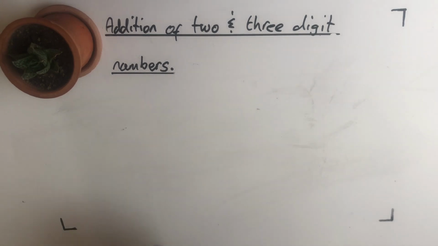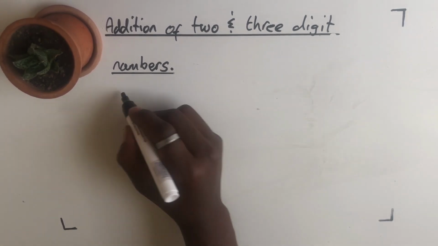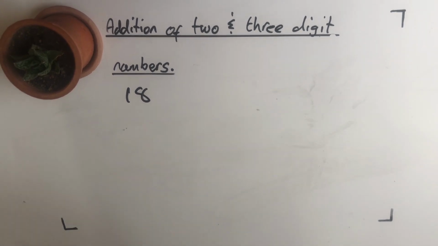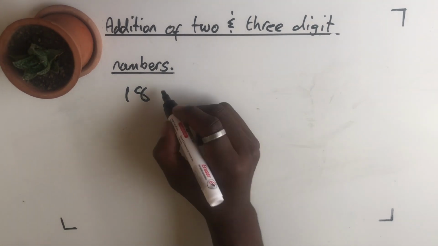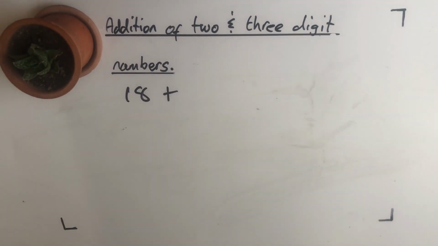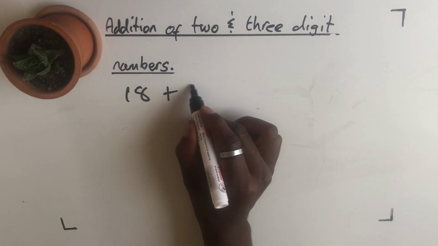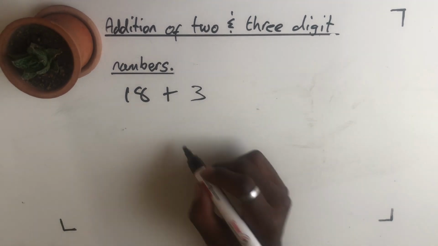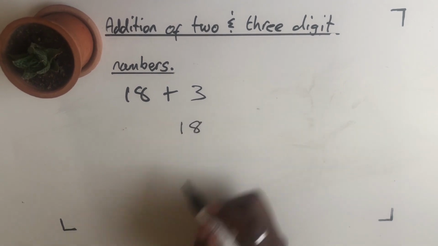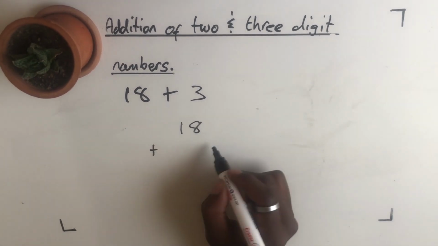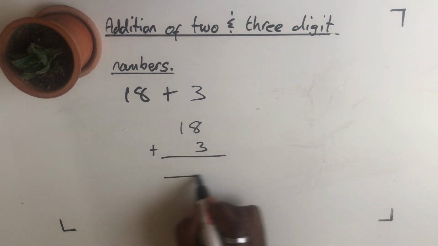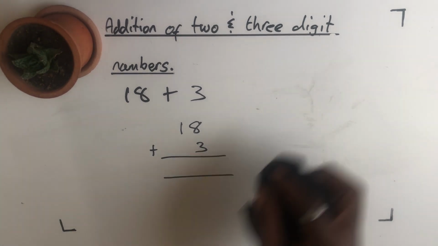Adding one two-digit number, perhaps the number is 18, right? Plus a one-digit number, plus 3, okay? So the steps have not changed. That's 18 plus 3, okay?